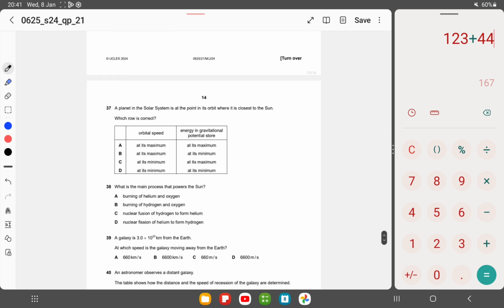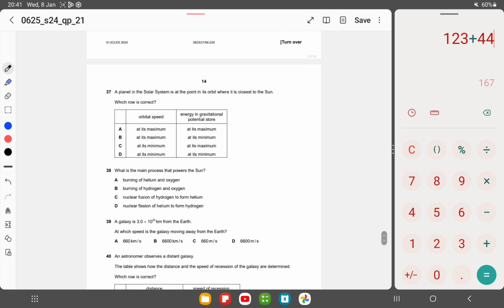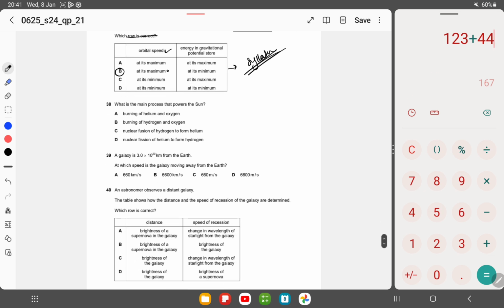Now, 37th one. A planet in the solar system is at a point in its orbit where it is closest to the sun. Which row is correct? It is closest to the sun, which means it should have the highest kinetic energy, and therefore its orbital speed is maximum. Also the total energy remains constant, and total energy is KE plus PE, very similar to a pendulum. So if its kinetic energy is maximum, its gravitational potential energy has to be minimum. Again, this is mentioned in your syllabus. That's why I tell you all to read the syllabus.